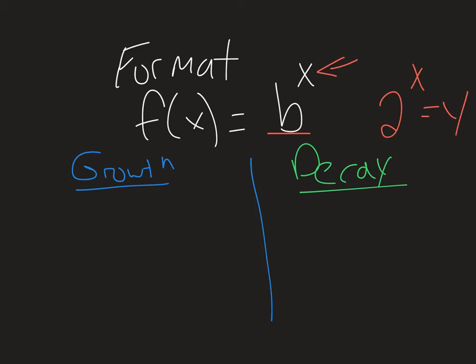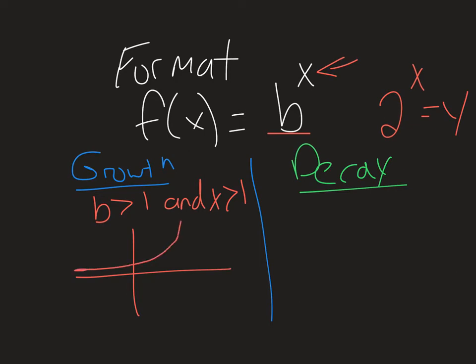There's a couple of cases. Either b is greater than 1, and x has to be greater than 1 as well. And what will happen is we'll have a graph, and it will start very low on the negative side, and it will just take off eventually.